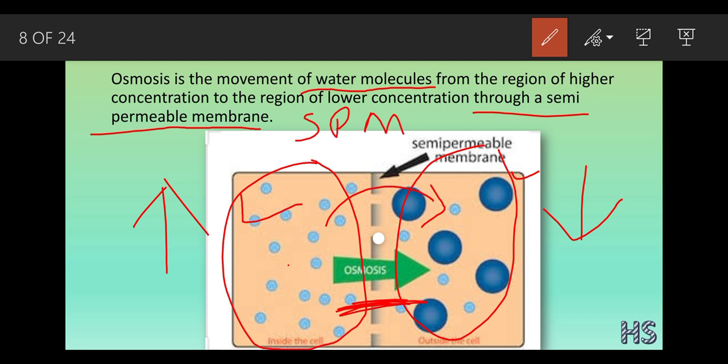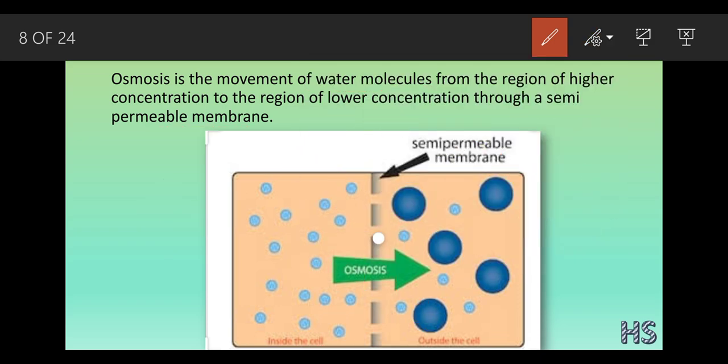And what do you mean by the word semi-permeable membrane? You have heard this word before also in the cell chapter, that the cell membrane is semi-permeable in nature. The word semi-permeable: semi means half and permeable means allow. It is going to allow only certain substances, like water, to move from this solution to this solution.